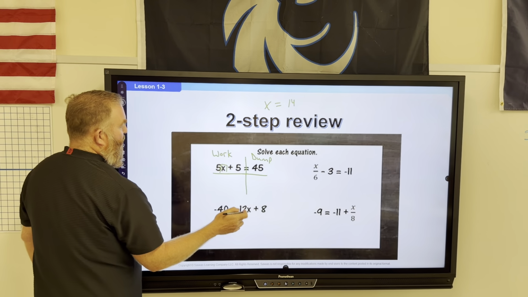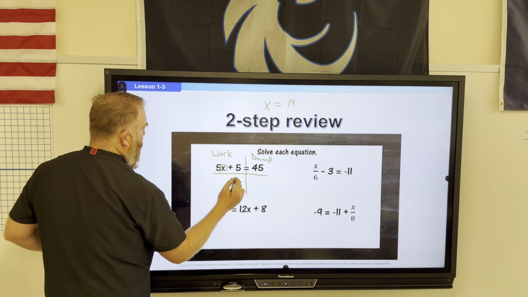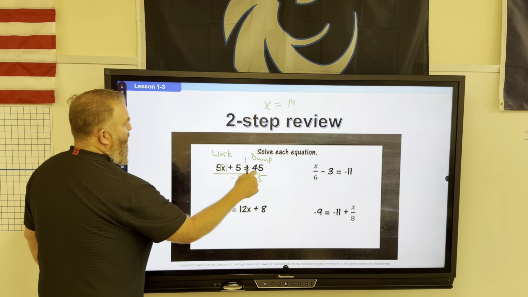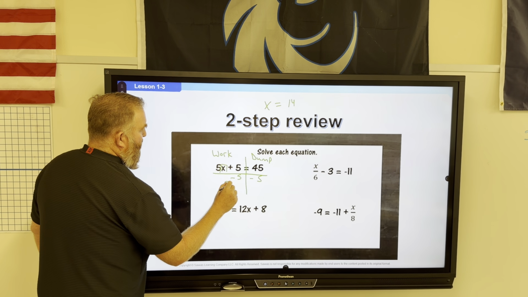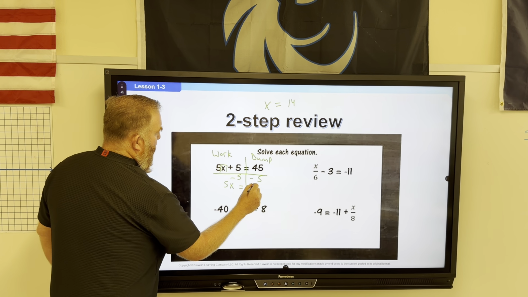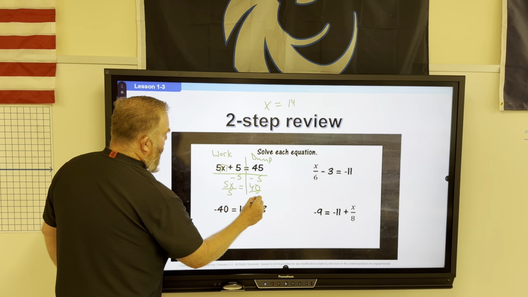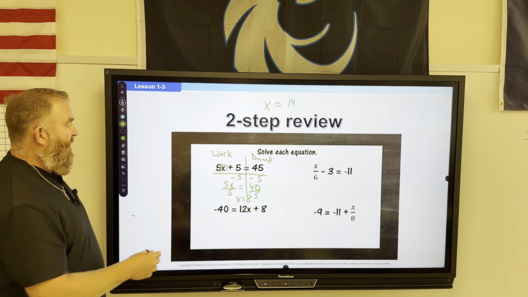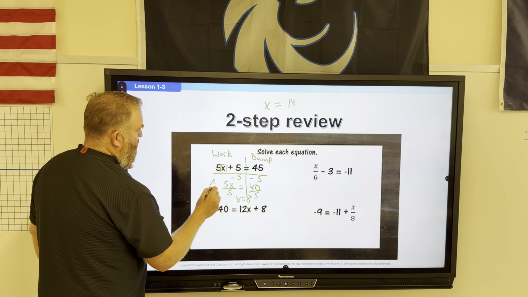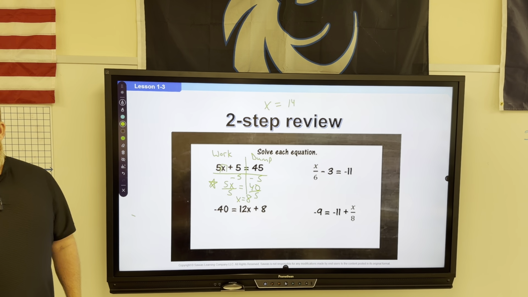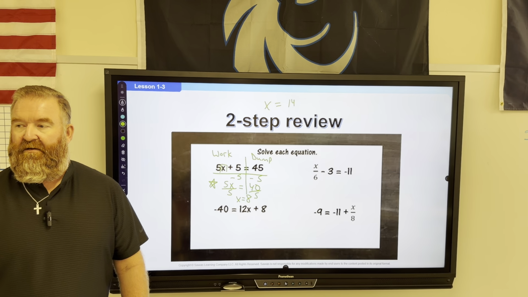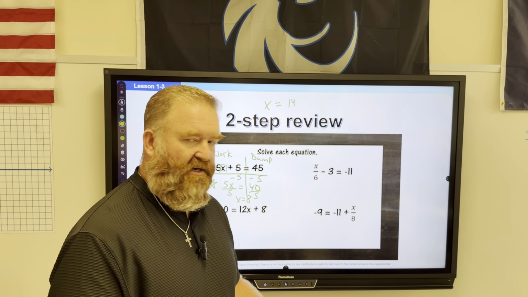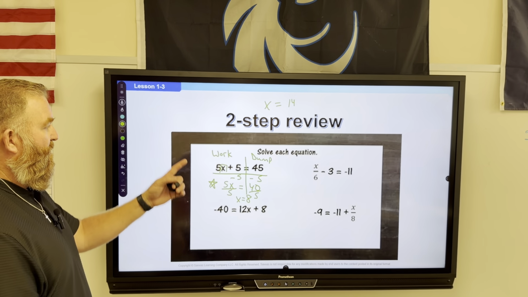Okay, so stick with me on this. If this is the dump, what do I do first, guys? Subtract 5. Good. So minus 5 on both sides. What's 45 minus 5? So I got 5x equals 40. And then I'm going to divide by 5. X equals what? X equals 8. Perfect. Why did I divide here? Because it's the opposite of multiplication. Perfect. Because we're doing the inverse operation, right? Inverse operation.